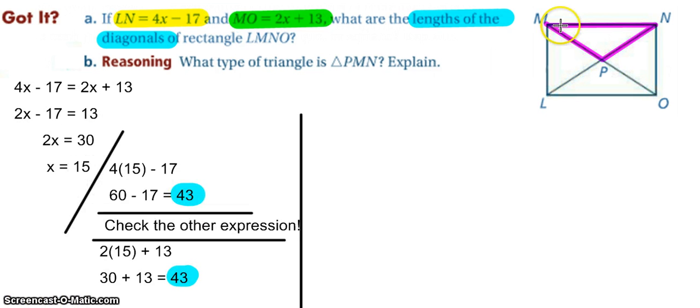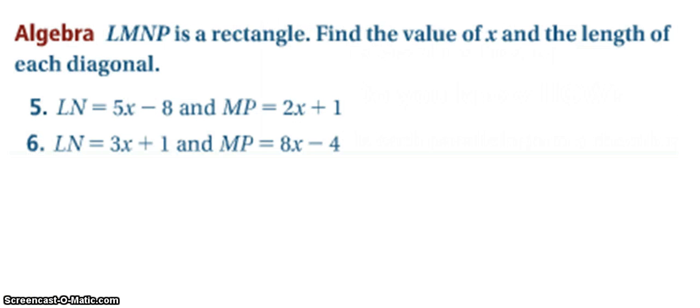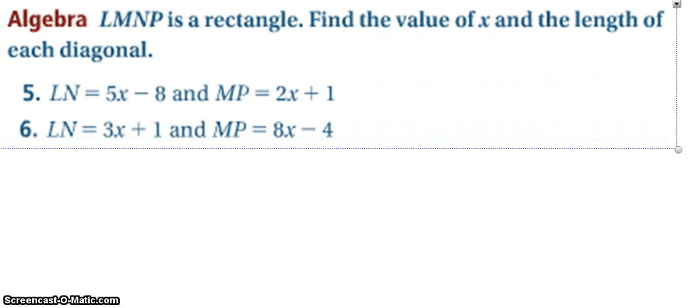In part B, it's asking me what type of triangle is PMN. Well, because I know that P is the point where my diagonals bisect each other, where they meet, I know that PM is the same length as PN. So I can now say that these two legs of the triangle are exactly the same. Because I don't know anything else about MN, all I can say is that that triangle is isosceles. So please go ahead and try 5 and 6 and come back to check your answer.